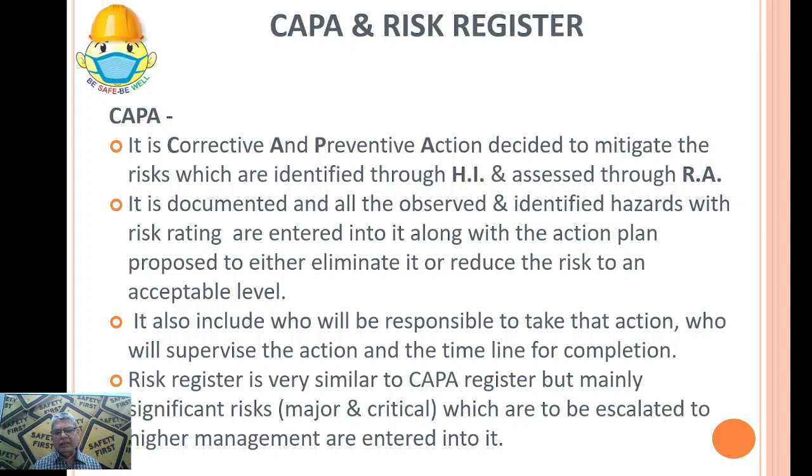Now risk register is very similar to CAPA register, but mainly significant risk, major and critical, which are to be escalated to higher management are entered into it. So higher management do not look into every CAPA. They are concerned more with the significant risk or the major risk. And so only major risk and critical risk are entered into risk register. Now risk registers, it may be a site register. So in that site register, probably the practices are different.